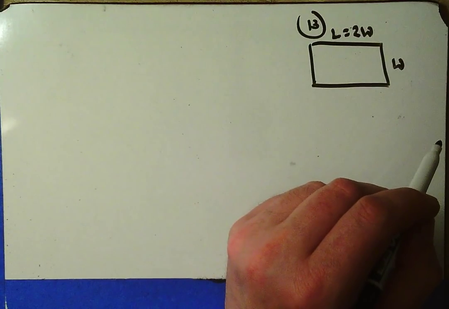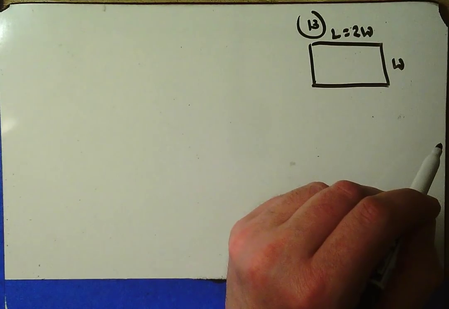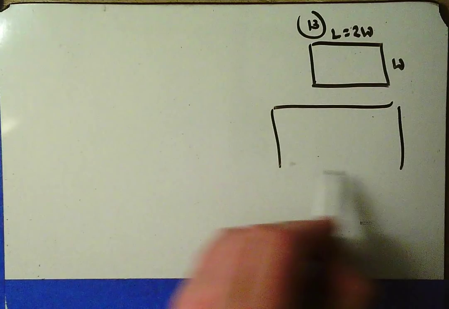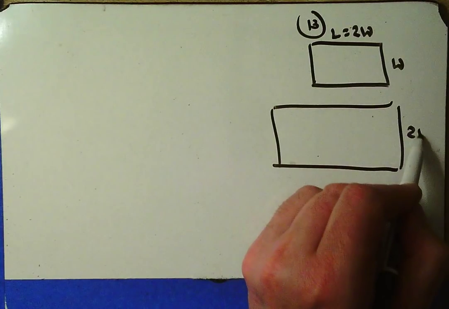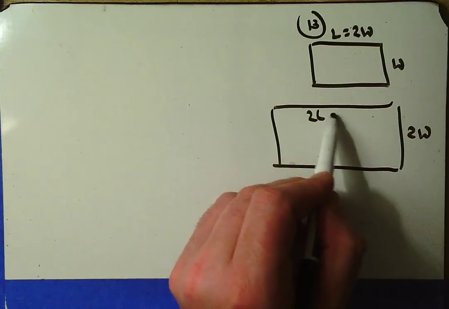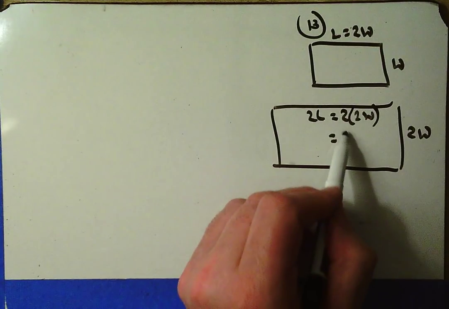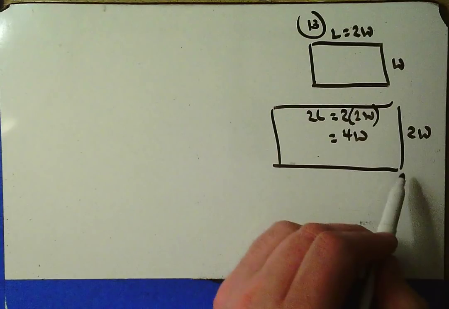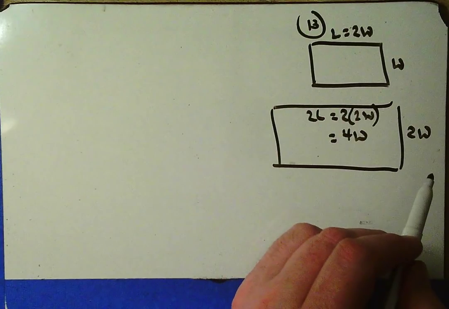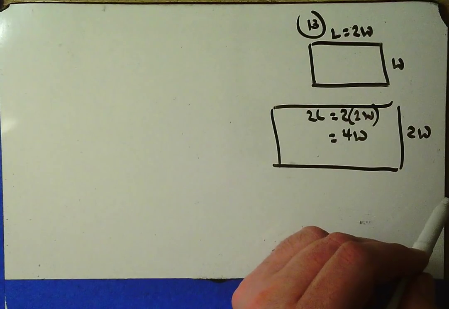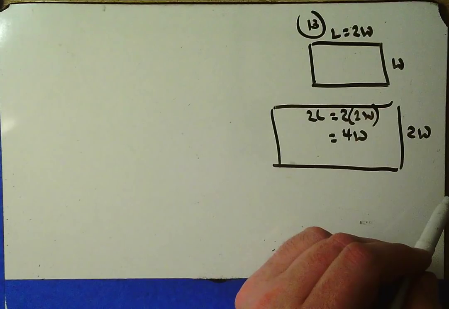The vegetable garden is twice as long and twice as wide as the flower bed. So for the vegetable garden, twice as wide and twice as long, we get 4W for that side and 2W for this side. And what about the area? The area is how many times as large as the area of the flower bed?